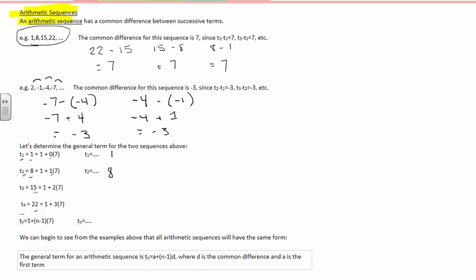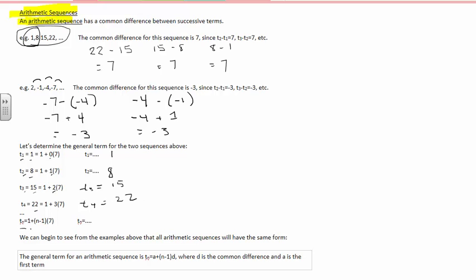Now let's keep going. To figure out where term 3 came from, we have 1 plus 2 times 7. The 2 is 1 less than our term number, and the 7 is our common difference. Now that makes us a term 3 of 15. The only number we haven't talked about is the 1. How did we come up with that 1 there? The 1 was our initial term of the pattern. So we have the initial 1 plus 3, which is just 1 less than our term number, times 7. So that gives us term 4 of 22.